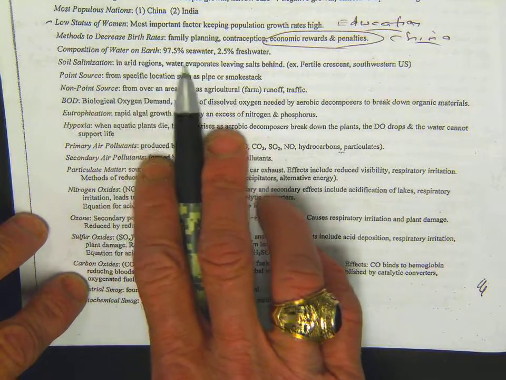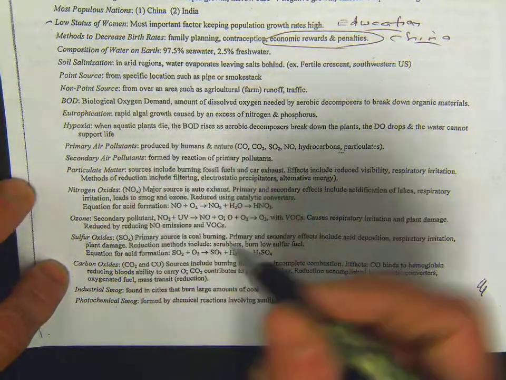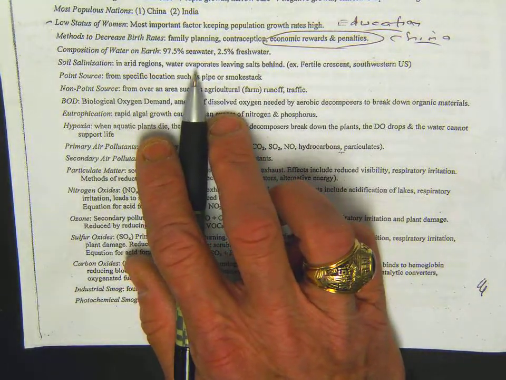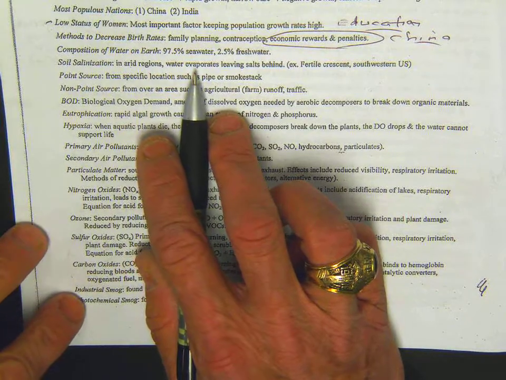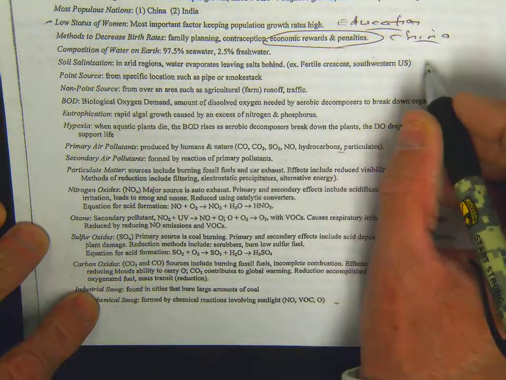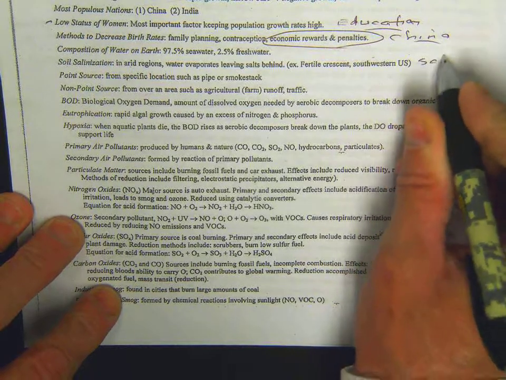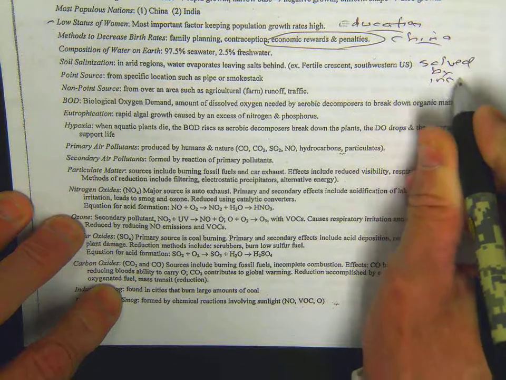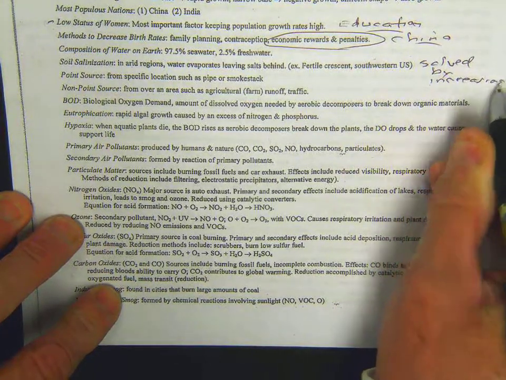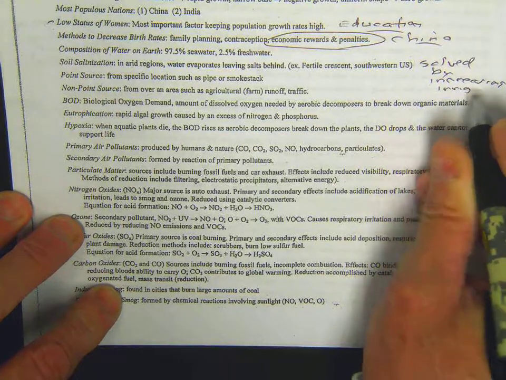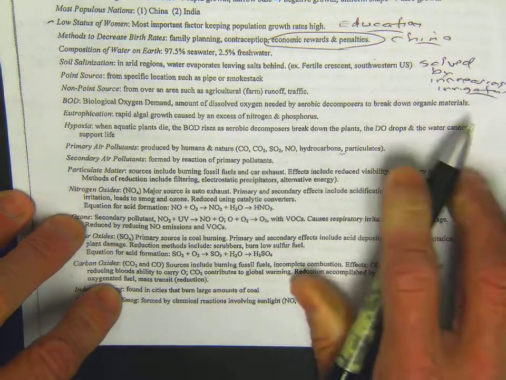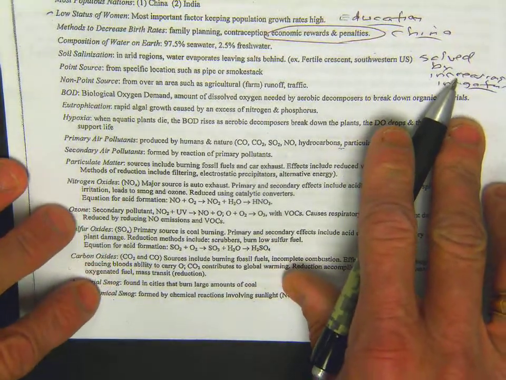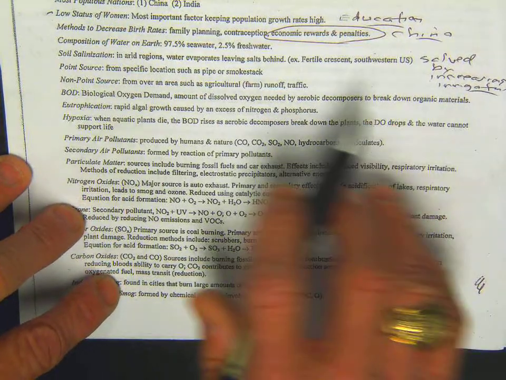Soil salinization, I think we talked about in class, in dry regions. Basically, the minerals that are in the water are left behind in the soil with evaporation. So this can be solved by increasing irrigation. But remember, in doing so, you're going to be using more water, which is going to deplete a huge resource for us. Ask the people in California about that right now.